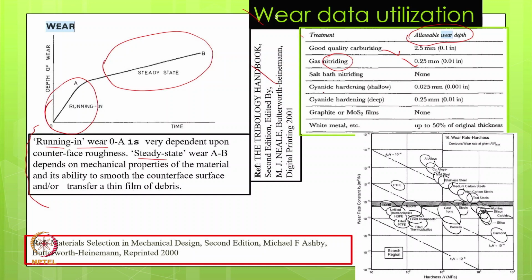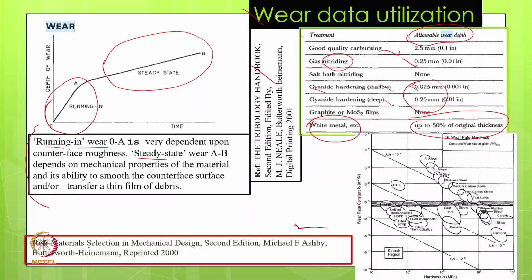Now, coming to cyanide hardening, whether shallow or deep, the value changes very significantly. The shallow case is 0.025. In what cases will it be useful? 0.25, in which cases will it be useful? Now coming to white metal, which was used as one of the major materials, we say up to 50% of original thickness. So we really require model quantification by setting this. Quite possibly the author has done a number of experiments, and he has put it in the form of tacit knowledge that needs to be quantified properly.